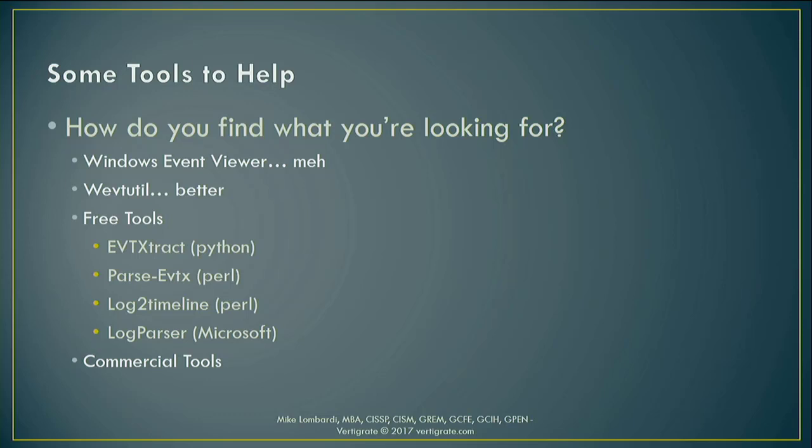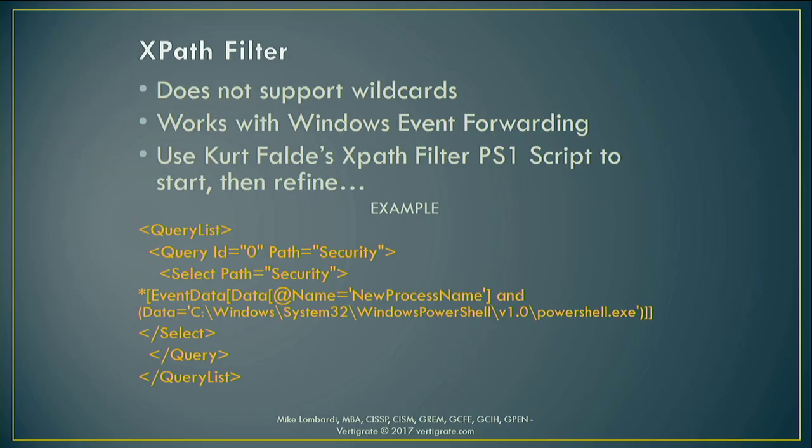So Windows Event Viewer, yeah, it'll do it. It's kind of clumsy, it's slow, right? But it's there. Wevtutil, a little bit better, just because it's command line, right? And then lots of free tools, open source. You're going to have some sort of Python or Perl to take advantage of them, so you may or may not have that ready to go at the whim. What I like to do is combine PowerShell with wevtutil if I have to. But we're going to start off with the Event Viewer and Kurt Falde's PowerShell script.